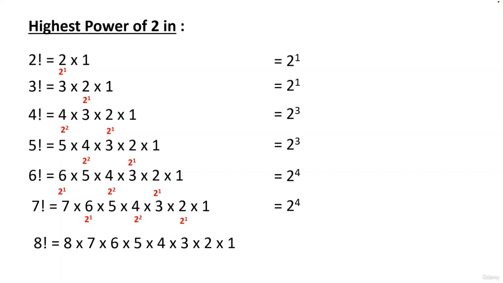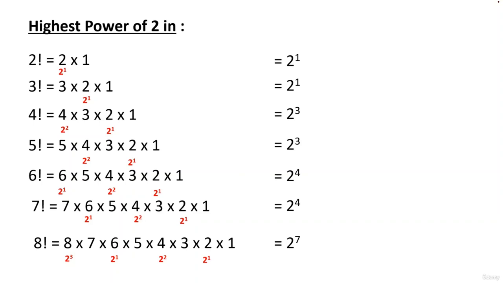But if you talk about 8 factorial, now guys, 8 is 2 to the power 3, right? 8 gets added, which is 2 cube. So 2 cube into the previous powers, 2 raised to 4, gives you basically 2 raised to 1, 2 squared, 2 raised to 1, which is 2 raised to 7, right?